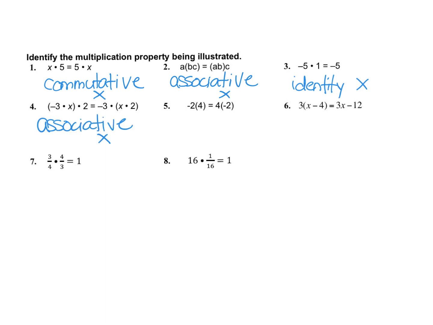All right, question number 5. I have negative 2 times 4, and I have 4 times negative 2. Notice here that the order has been switched. And so in this case, it's going to be the commutative property of multiplication.